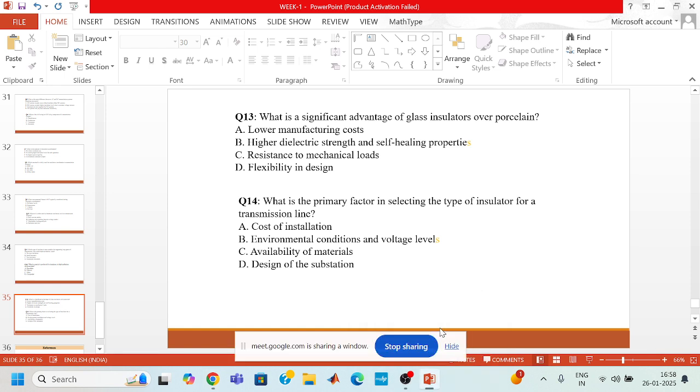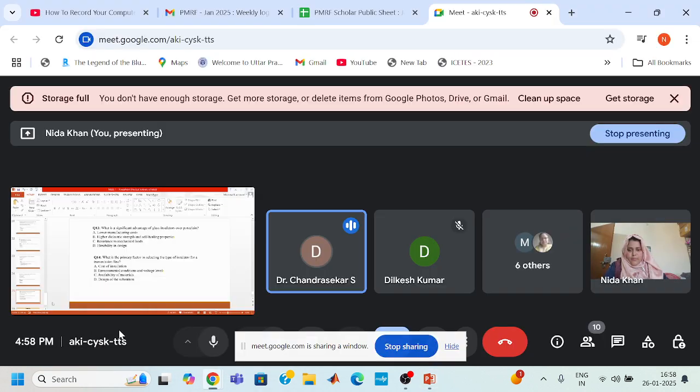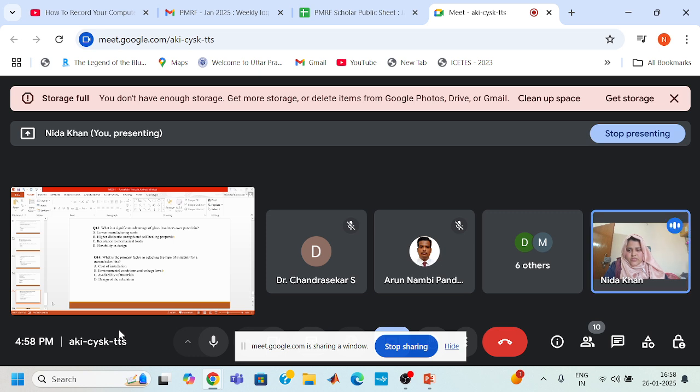Now the last question is, what is the primary factor in selecting the type of insulator for a transmission line? The options are cost of installation, environmental conditions and voltage levels, availability of materials, and design of the substation. Answer is B. So the correct option is B, environmental conditions and voltage levels. We see this factor for selecting the type of insulator for a transmission line.